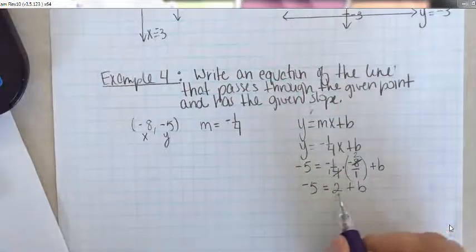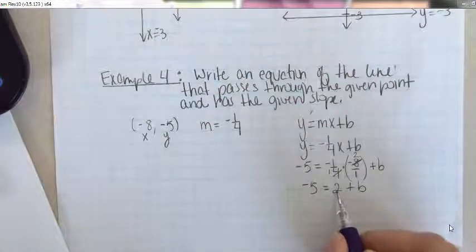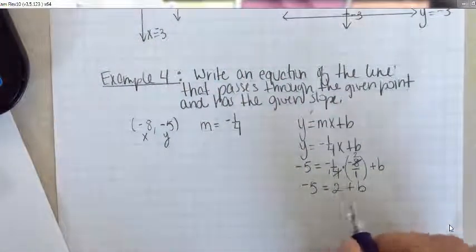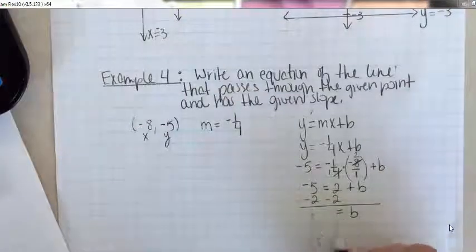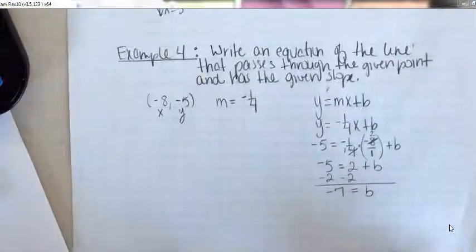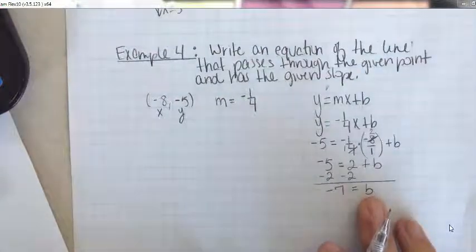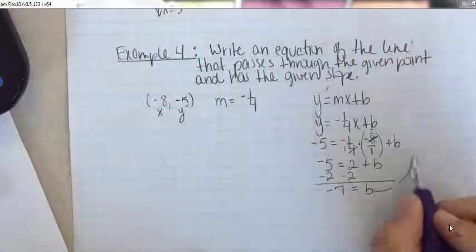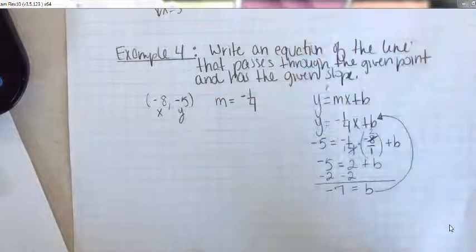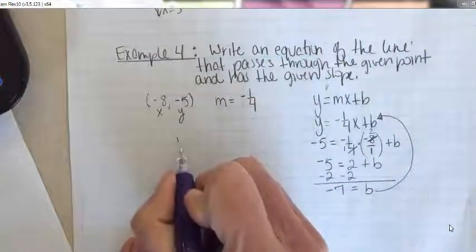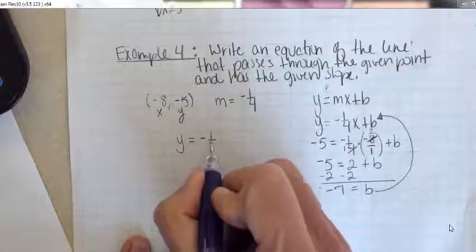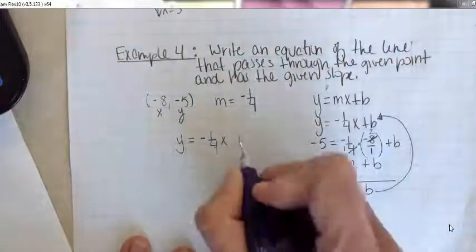Then I'm trying to solve for b, so I'm going to subtract 2 from both sides. So b is equal to -7. Now I know my b, so I can take this b and substitute it back into my equation that I've put the slope in already. So my equation of this line is y equals -1/4 x minus 7.